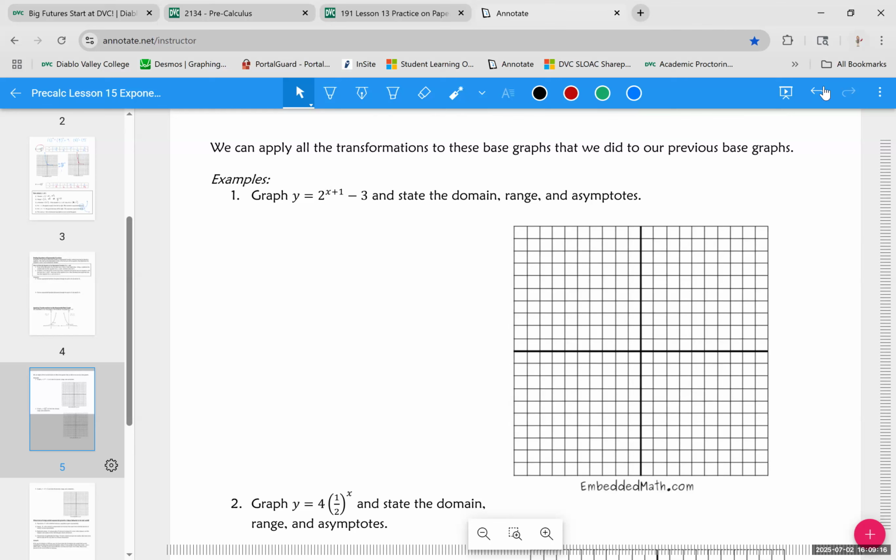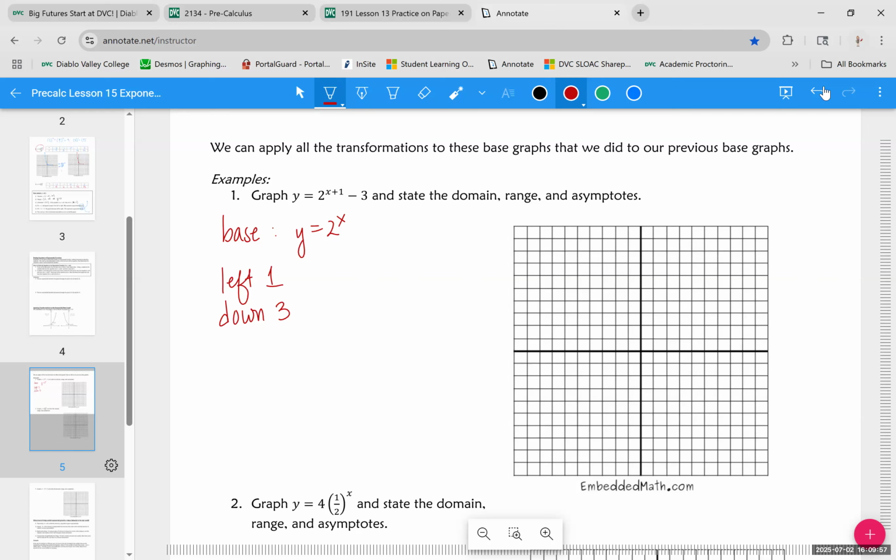Because that's what we're talking about. We're now going to work on translating these base graphs, similar to how we did before. So now I'm going to take y equals 2 to the x plus 1 minus 3, and we're going to talk about what its base graph would be, which would be y equals 2 to the x. How that's going to shift. So the plus 1 would make this go left 1, and the minus 3 would make it go down 3. So then I'm going to graph that.